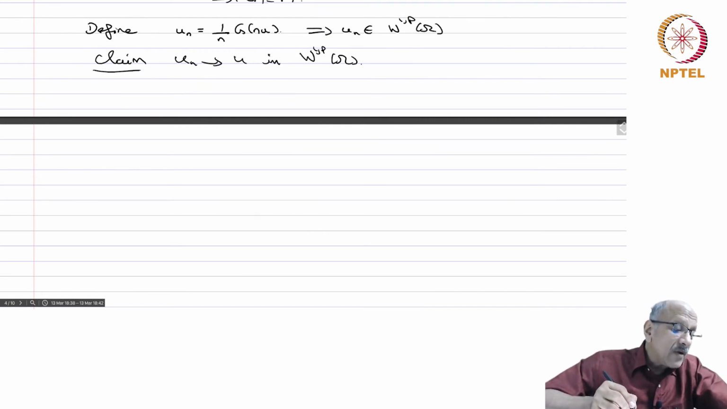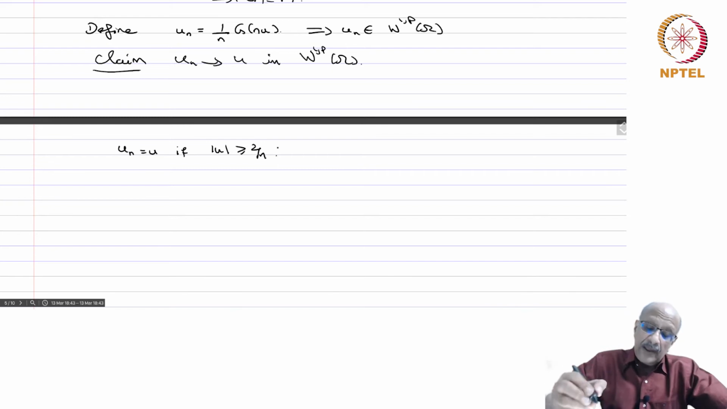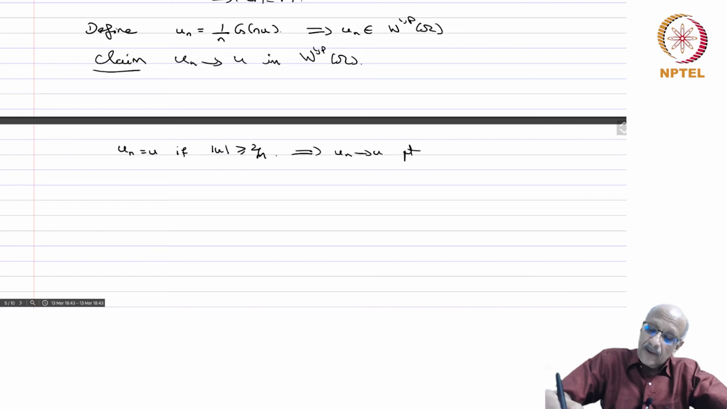So let us try to establish this claim. You have that u_n equals u if |u| is greater than or equal to 2 by n. Why? Because then n times |u|, so G of nu, is greater than or equal to 2, so G of nu is just nu and you have put a 1 by n in the front, so u_n is equal to u on this set. And as n tends to infinity, this covers the whole thing, so this implies that u_n goes to u pointwise.